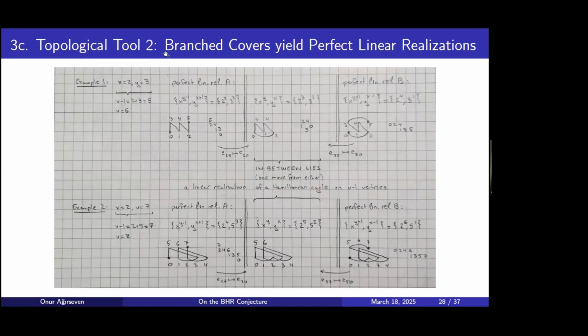This is our second topological tool, and it comes from branched covers and liftings of branched covers, if you could believe. Early on, even before 23, we had noticed that we were getting these very nice perfect linear realizations for instance, x and x plus 1. This would be like 3 steps and 2 steps, or this would be 4 2 steps and 1 3 step.